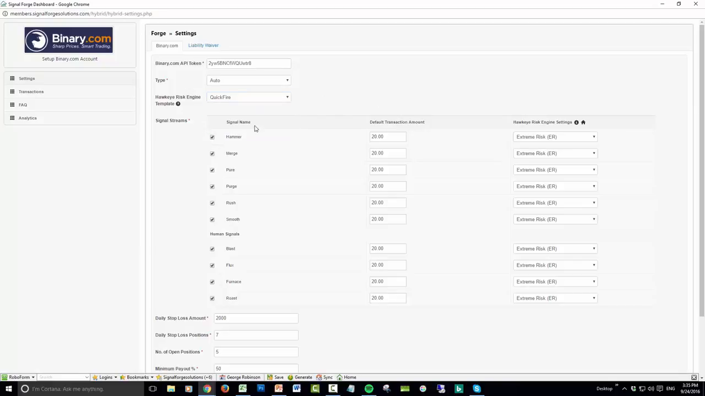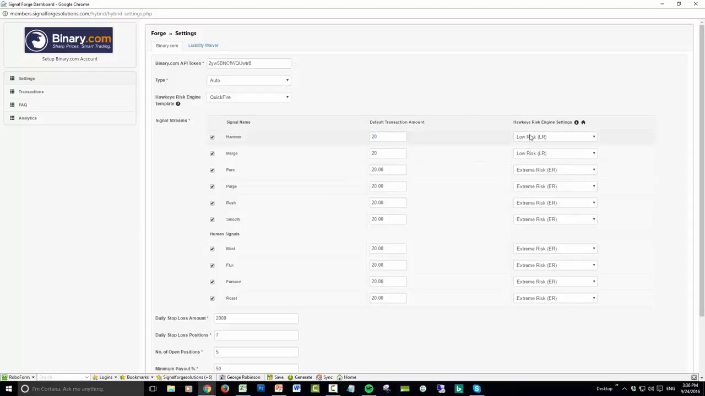So what that effectively does is it will turn some of these systems on and off, and it will change the risk engine settings. So over here, again, we were talking before about which systems to turn on or off. This is where you would turn them on or off. So you can manually select any trades that you want to trade or not trade based on that.